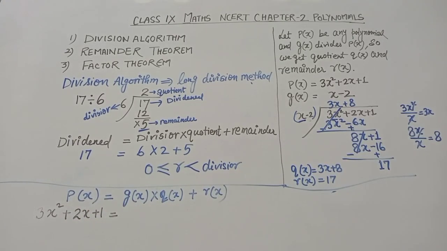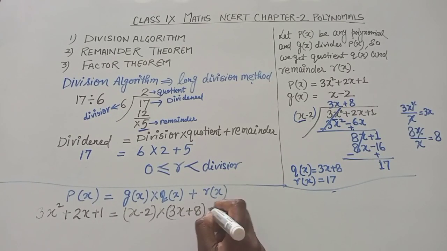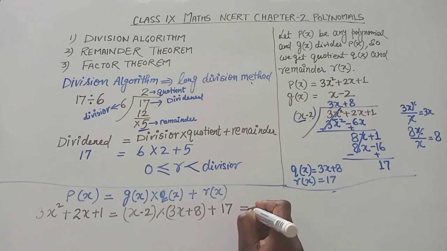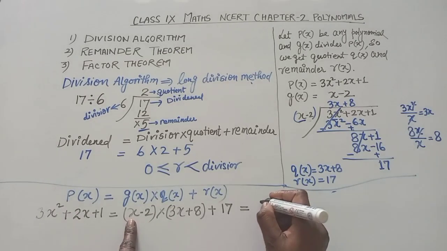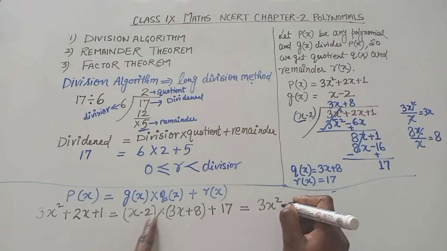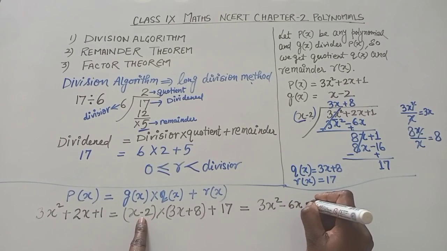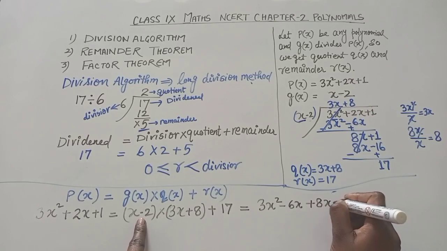अब now verify, let's verify. gx is x minus 2 and qx is 3x plus 8 plus rx is 17. So let's divide करते हैं इसको, डिवाइड करते हैं इस पार्ट को. सो एक्स से इस पूरे में मल्टीप्लाई करें, एक्स मल्टीप्लाई एक्स इन दिस होल वन, so this is 3x square minus 6x plus 8x minus 16.